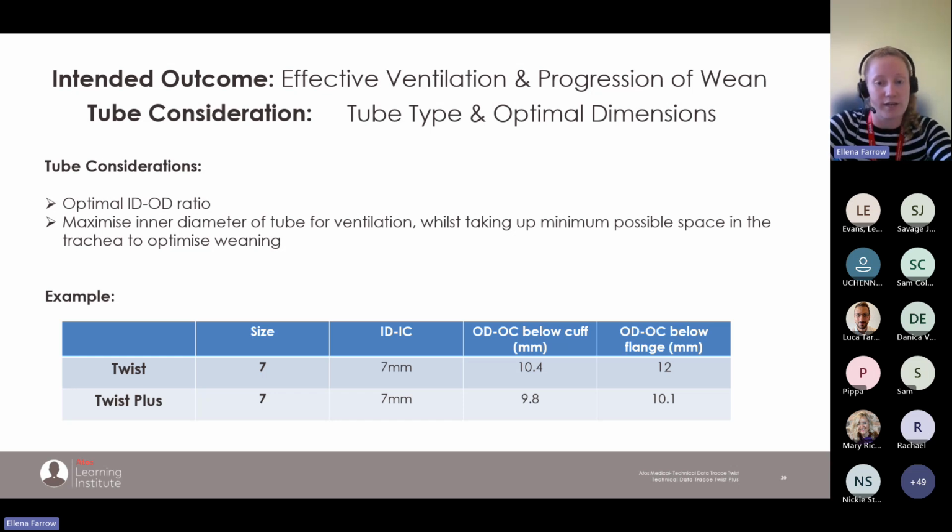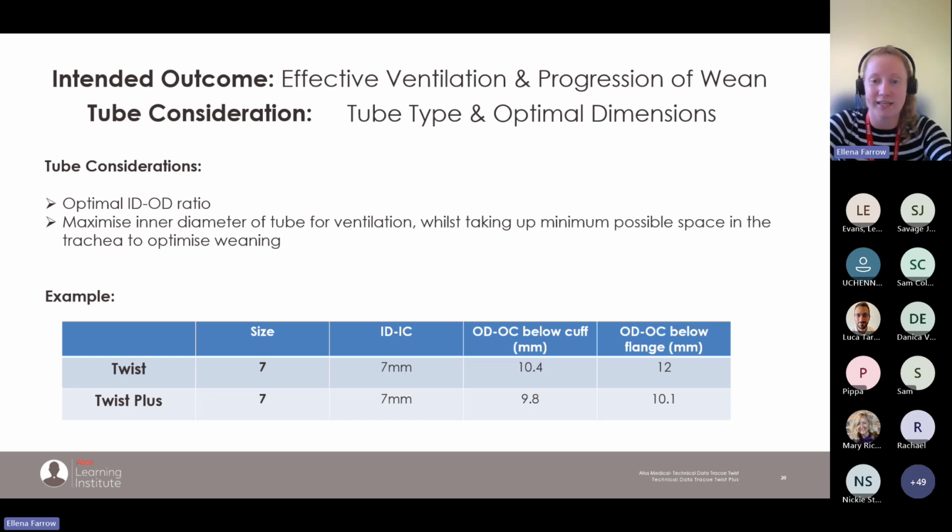So to understand this, if we just have a look at the example at the bottom, you've got a Traco Twist and a Traco Twist Plus. Both tubes are a size 7. So in Traco tubes, the size corresponds to the inner diameter of the inner cannula. So that's the lumen the patient would be breathing or ventilated through when the cuff is inflated. That is their airway. This isn't the case in all competitor tubes. So if you are using others, then just double check those individual tubes and actually what the size corresponds to, because there are some differences. But I think there might be a little bit more about that in a future presentation as well.